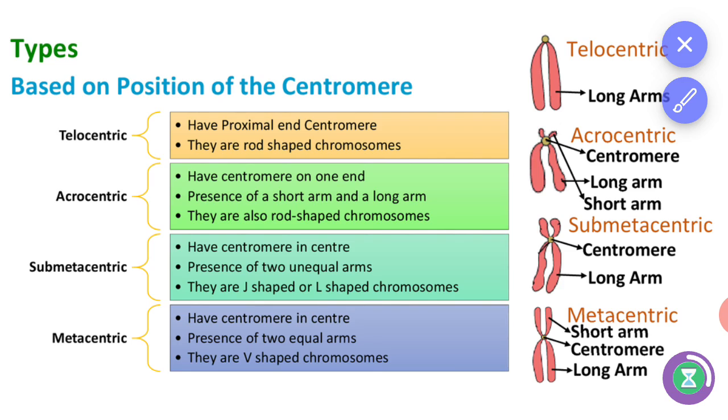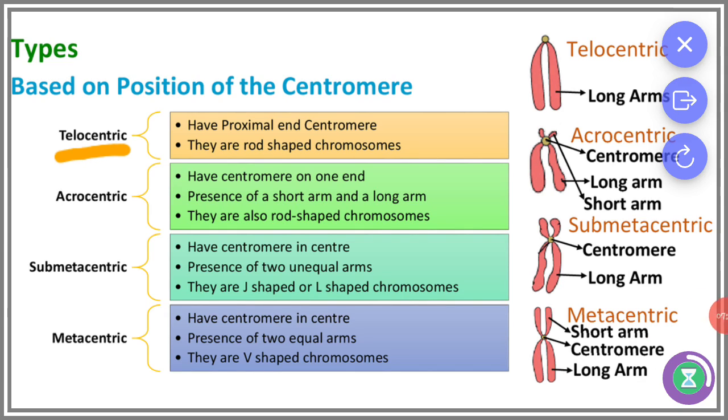Submetacentric chromosome means the centromere is found near the center of the chromosome, thus forming two unequal arms, and they are L-shaped chromosomes. Metacentric chromosome means the centromere occurs in the center of the chromosome and forms two equal arms; these are V-shaped chromosomes. To recap, telocentric chromosome is rod shaped, acrocentric is also rod shaped, submetacentric is J-shaped or L-shaped, and metacentric chromosome is V-shaped.